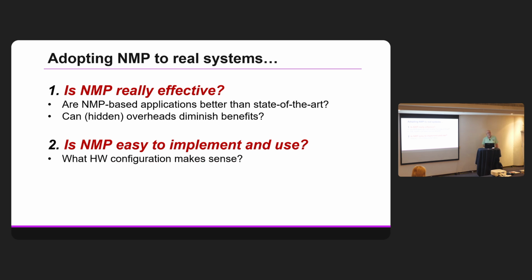What hardware configurations make sense? There are many, many different ways you could take near memory processing and plug it into a system. Which ones are sensible and which ones are utopian? Again, how do we make this easy to reason about and use by mere mortal developers?